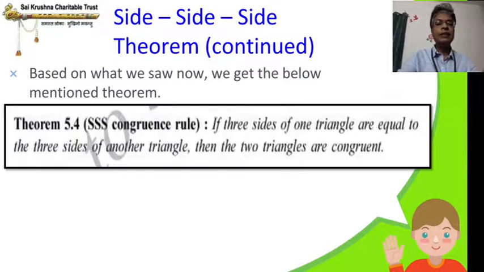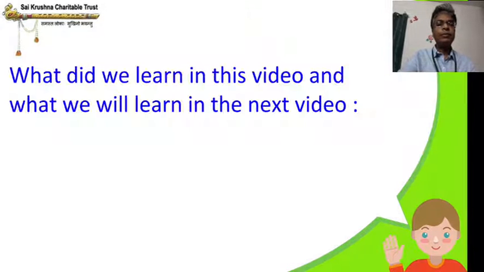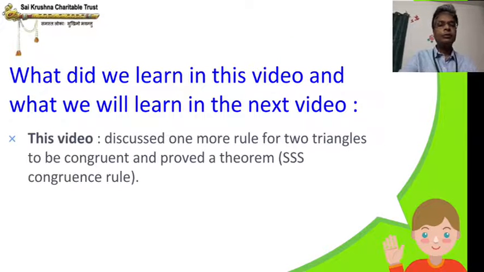So we get this theorem. If three sides of one triangle are equal to the three sides of another triangle, then the two triangles are congruent. This is SSS congruence rule. So this is the third rule we have understood for triangles, two triangles to be congruent. So there is no need to read this. We have proved the theorem, SSS congruence rule. If you have doubt, these are all very important proof, because similar proofs we will be doing for examples also.